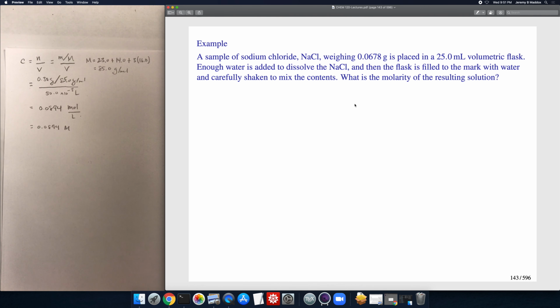In the next problem, this one is identical. We're just dealing with a different solute. So in this case, we have sodium chloride. We have a different mass and a different volume, but the problem is solved in exactly the same way. You need to calculate the molar mass of sodium chloride. You take the mass divided by the molar mass to give you the number of moles. You divide by the volume of the solution, and that will give you the molarity. So I'll leave that as an exercise for you.